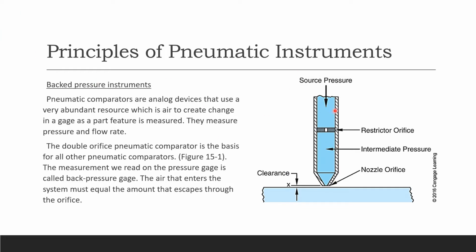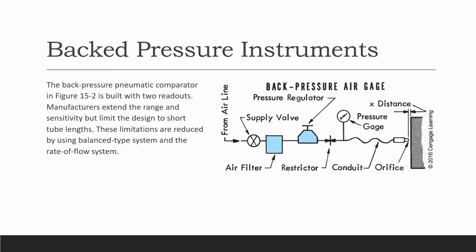So what we can see here is we're managing the flow, okay? The flow that enters the system, again, has to be equal to the amount that escapes through the orifice. The back pressure pneumatic comparator, here you can see in this diagram, is built with two readouts.